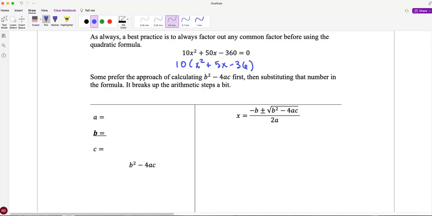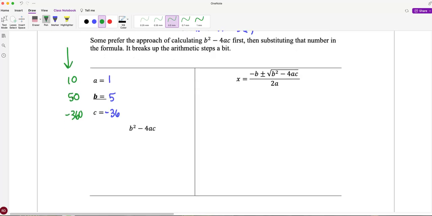So if I do that, I get a equals 1, b equals 5, and c equals negative 36. If I did not do that, a would be 10, b would be 50, and c would be negative 360. You'll get the same answer. This is more work, okay? Now, what a lot of people do is calculate b squared minus 4ac first. It just breaks the problem up into two logical pieces.